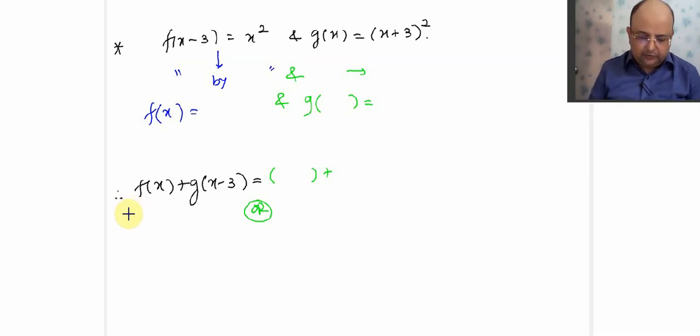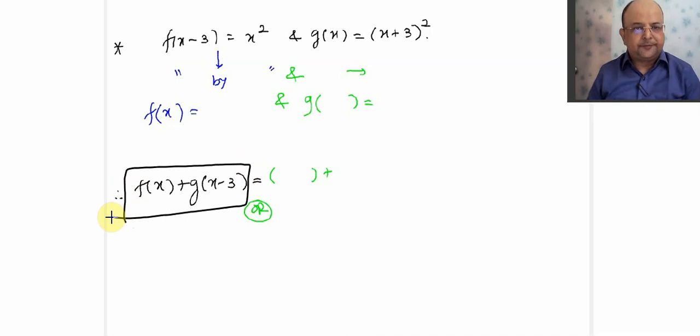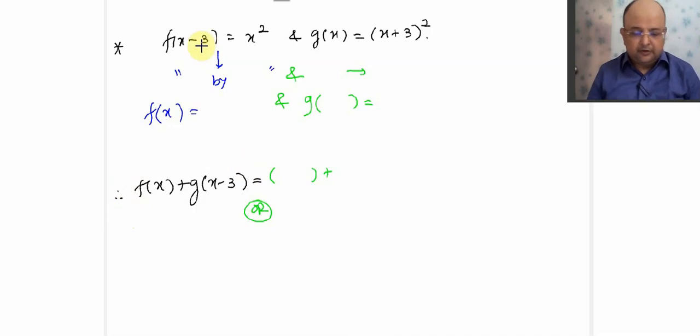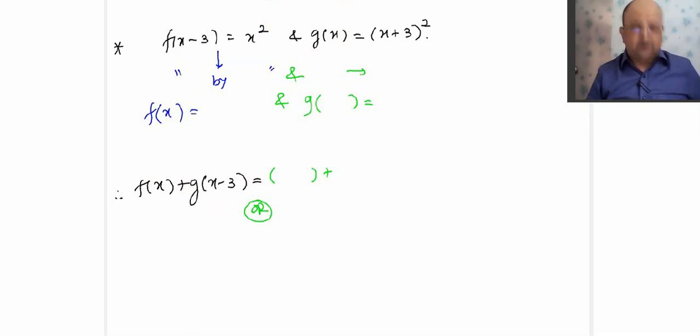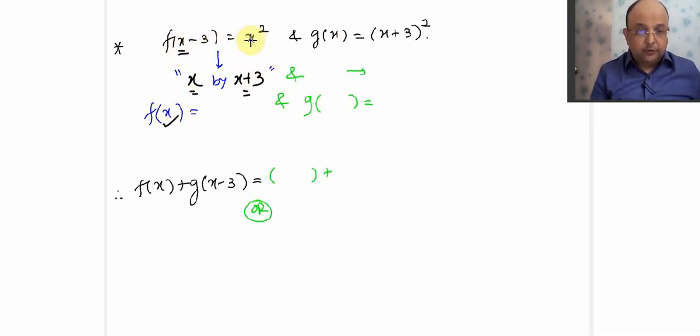I want to find out f of x plus g of x minus 3, but it is not given. You are given f of x minus 3, and you want g of x minus 3, but you are given g of x. So I replace your x by x plus 3, because x plus 3 minus 3 will be x. So this is x plus 3 the whole square.